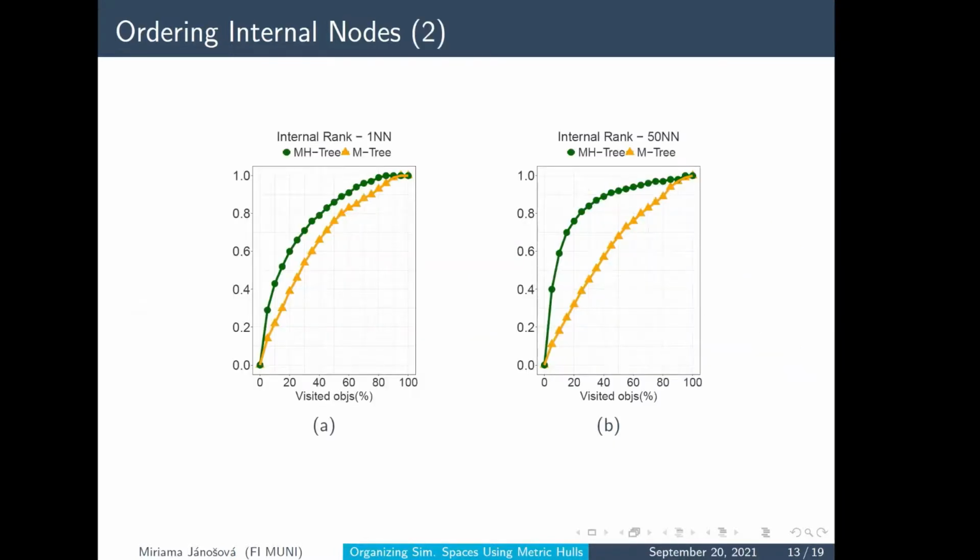Notice that the MH3 significantly outperforms the M3, especially in the 50NN query, where the MH3 already reaches over 75% recall when visiting only 20% of the database, compared to only 30% recall of the M3. The experiments prove that the node navigation by the rank function is rather robust.